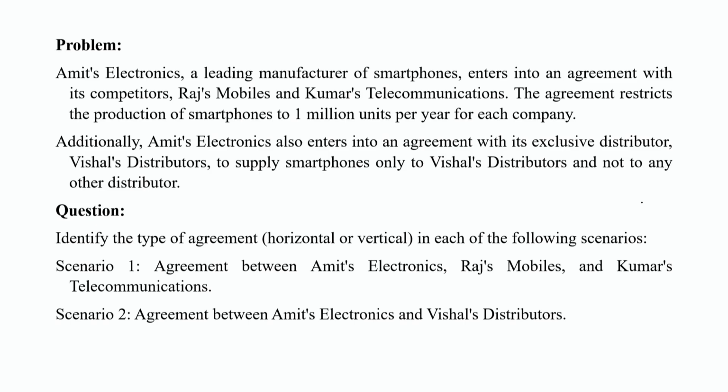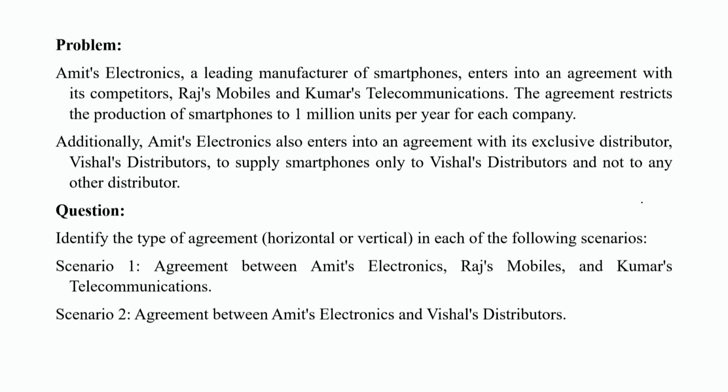So, let's look at a practical scenario and check it with a practical problem. Suppose Amit's Electronic, a leading manufacturer of smartphones, enters into an agreement with its competitors, Raj's Mobile and Kumar's Telecommunication. The agreement restricts the production of smartphones to 1 million units per year for each company. Additionally, Amit's Electronic also enters into an agreement with an exclusive distributor, Vishal Distributor, to supply smartphones only to Vishal Distributor and not to any other distributor.